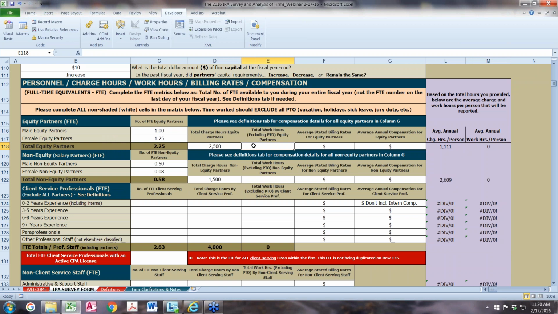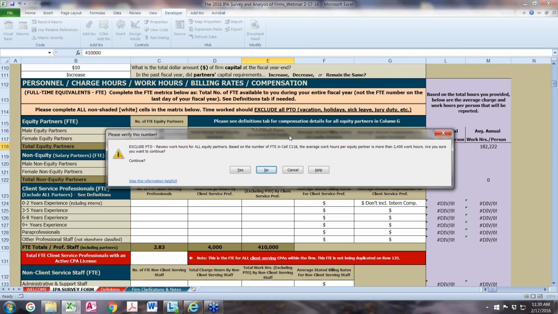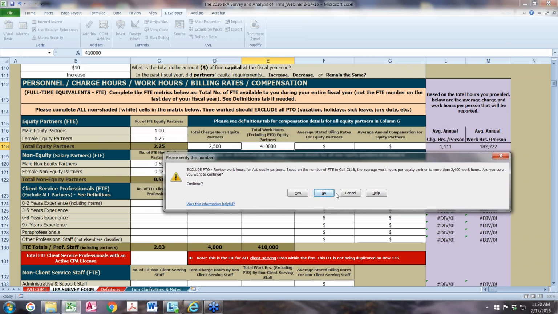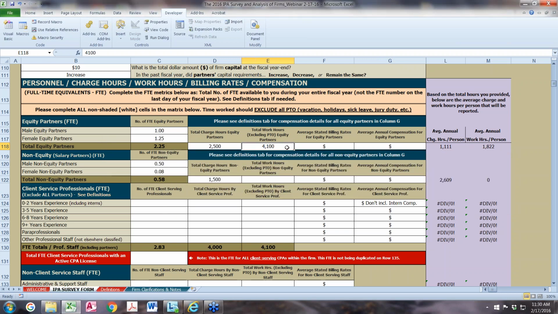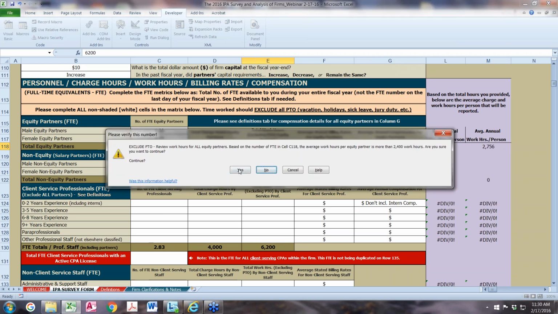In column E, we're looking for total work hours. So be sure to exclude any and all paid time off, which would include vacations, holidays, sick time, and jury duty from all the totals. Again, we have a built-in mechanism there, so if we put in a crazy number like 41,000, then we can see that the warning will pop up. You have the chance to either override it and tell us it's correct, or you can cancel it and give us the correct number.